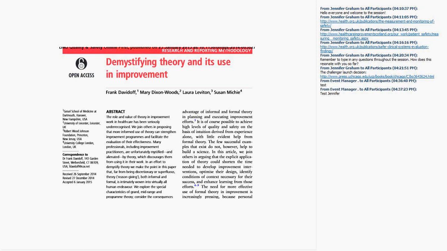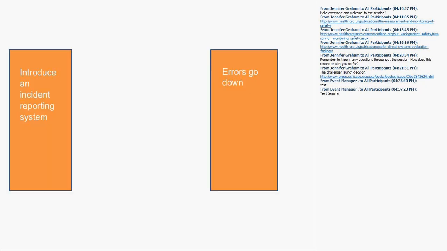What we're doing there is that everybody is using theory all the time, even if they don't realize it. And the job of improvers is to make the theories that they're using explicit, and to discuss and agree them, so that it's clear what they are trying to do. But too often, these slides haven't come out correctly.